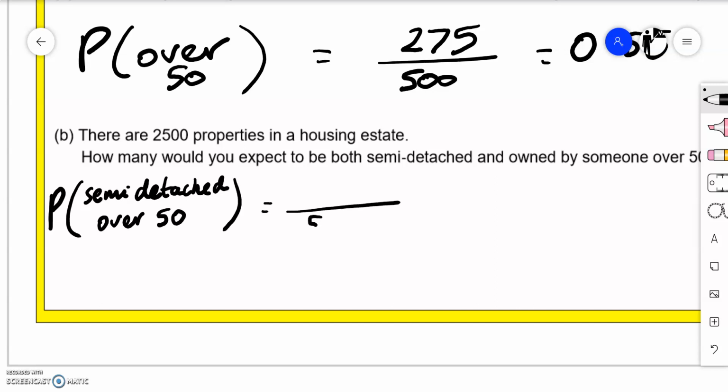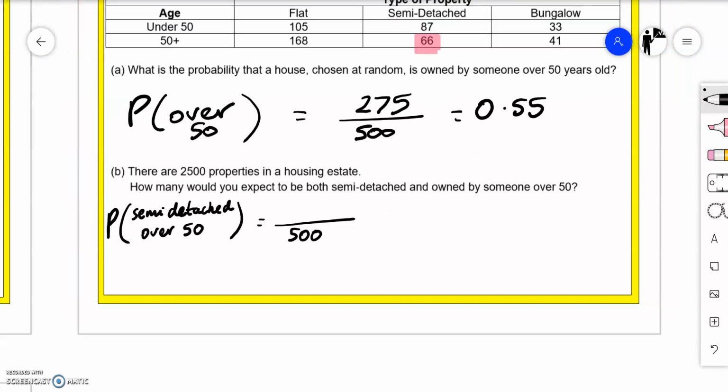So once again, there are 500 properties altogether, and 66 of them are owned by over 50s, and that are semi-detached. So that is a 0.132 probability. Okay, so if you think about this in terms of heads or tails with coins, the probability of flipping a heads would be 0.5. And if you were to do this 1,000 times, you'd expect to get 500 heads. You wouldn't get it, but you'd expect it.